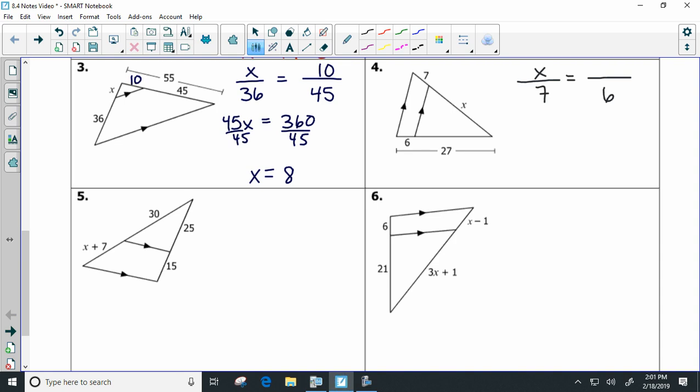They tell me the whole side is 27, and the bottom section is 6. That means the top section has to be 21. So I can put that 21 in for my top section now.